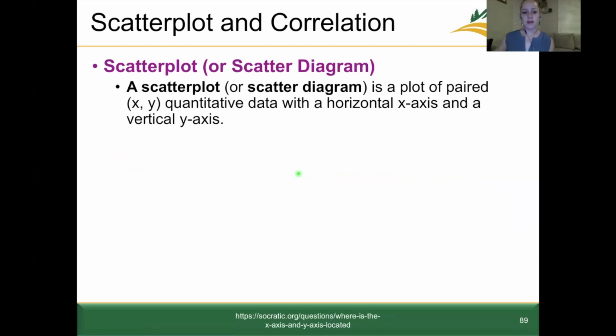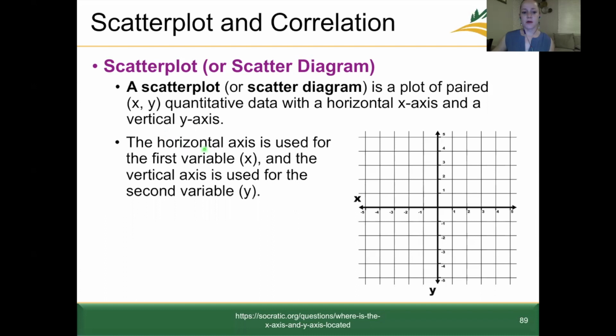Okay, the next big definition here is to define a scatter plot. A scatter plot or a scatter diagram is a plot of paired or xy quantitative data with a horizontal x-axis and a vertical y-axis. This is where the horizontal axis is used for the first variable, or x. So here's our x-axis going horizontally. And the vertical axis is used for the second variable, y. And here's our vertical axis, y.